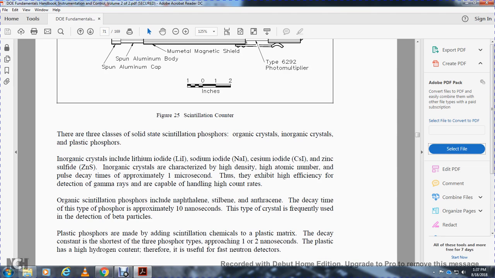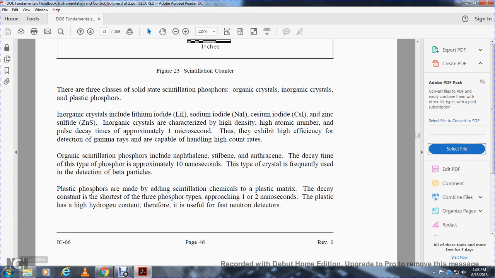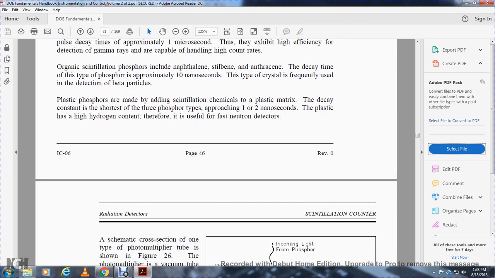Organic scintillation phosphors include naphthalene, stilbene, and anthracene, with a decay time of approximately 10 nanoseconds. This type of crystal is frequently used for the detection of beta particles. Plastic phosphors are made by adding scintillating chemicals. Plastic phosphors have decay times approaching 1 to 2 nanoseconds. Plastics that have hydrogen content are therefore useful as fast neutron detectors.